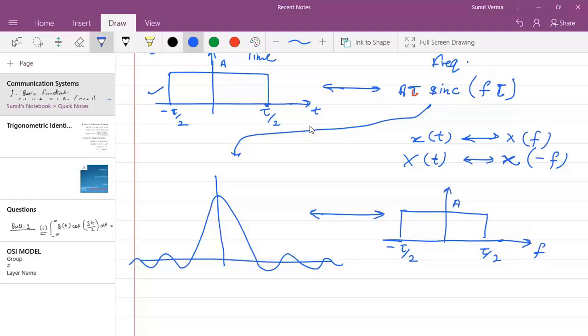These two properties, again, are very important. If you remember the above result, you can directly conclude this from duality. These two results are standard results for our communication systems, very frequently used. So better we just remember them as standard results directly.